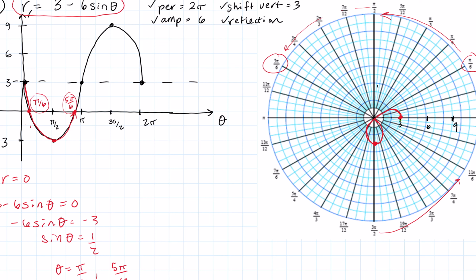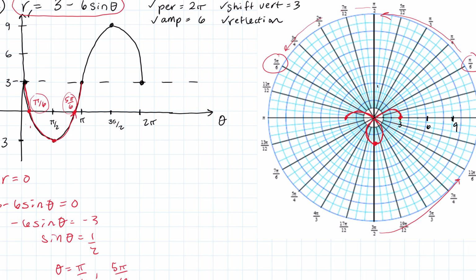Now from 5 pi over 6 to pi, we go back out to 3, and those are positive radiuses. So now from 5 pi over 6, let's get 3 plotted before I start going. There we go. So we are going to come back out to a radius of 3. So our radius comes back out.